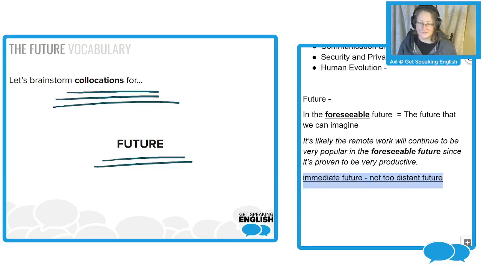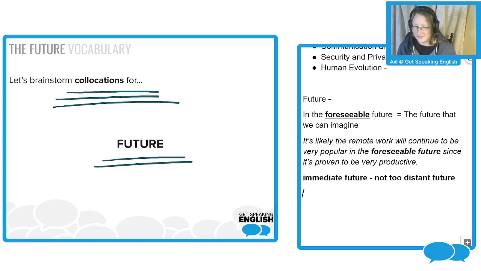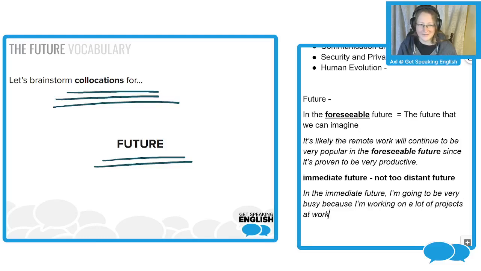So in a timeline that's very short between now and the future, right? So for example, immediate future might be something that's going to come up very quickly. So maybe we could, as an example, say, in the immediate future, I'm going to be very busy because I'm working on a lot of projects at work. So the immediate future, so like next week, next few weeks, I'm going to be very busy.